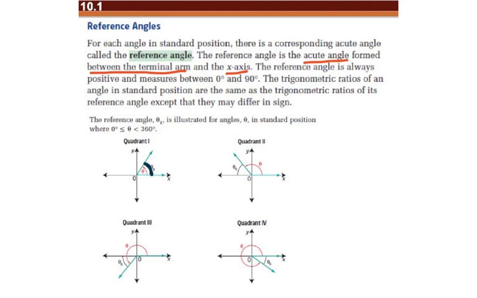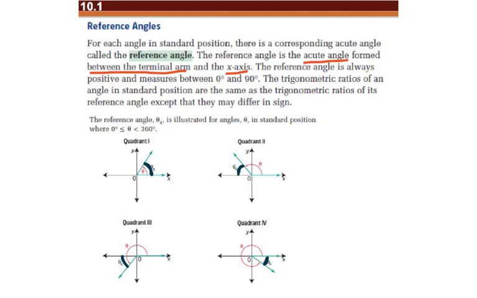In quadrant 2, we wouldn't go back to the initial side because that angle would no longer be acute. We would go to the negative side of the x-axis. Quadrant 3, we'd go back over part of the original angle. And quadrant 4, we'd go back to the x-axis.